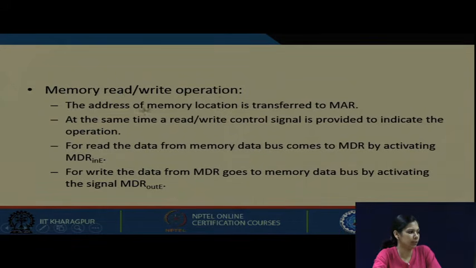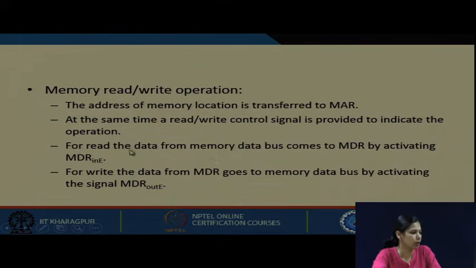Memory read-write operation, what happens here? The address of the memory location is transferred to MAR, as I have already said. At the same time, the read or write control signal is provided to indicate the operation. Once we put the address in MAR, we need to also specify whether it is a read or write. For read, MDR is not coming into picture initially, but for write, you also need to write that particular data, and for the read, the data from the memory will come into MDR.